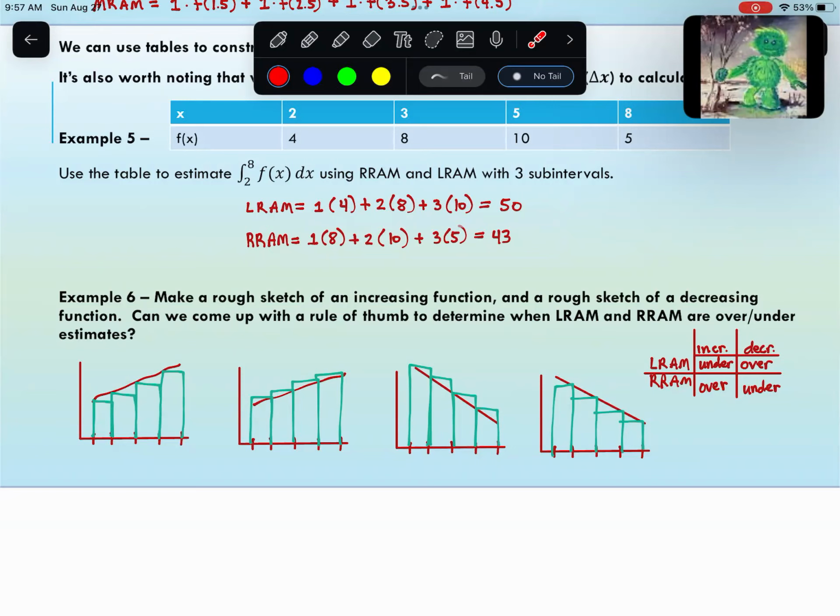And it shouldn't surprise anyone that those rules flip when you switch to a decreasing function. I've got my LRAM sketch here. I've got my RRAM sketch right here. And you can see for yourself how that works. So you can memorize it if you like, but again, for me, it's not worth the trouble. Just draw a quick sketch if you need a refresher.